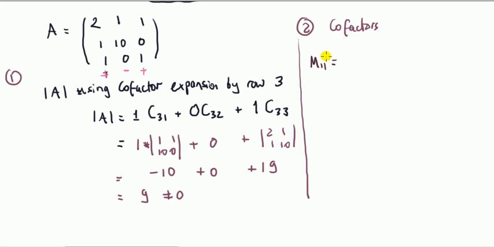Remember, the cofactors are linked to the minors because they're just plus or minus the minor. So let's just write down the minors. For row 1, column 1, the definition of the minor is to take that row out, take that column out, and determine what's left.